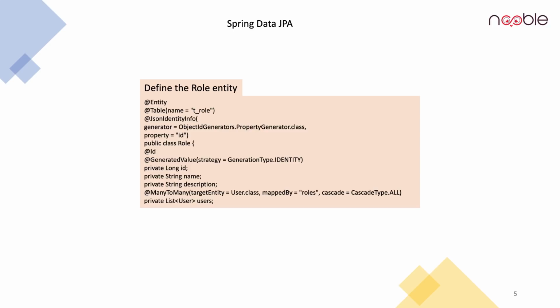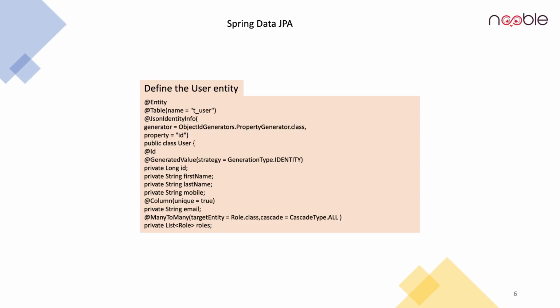Now let us see the many-to-many annotation where it is mapped by roles, stating that the role is the owner of the relation or the parent entity. Now on the user entity, we are using JsonIdentityInfo here, and in both cases, I have set the CascadeType to all. I have done this mainly to show you what happens when you delete and update. We'll reach there soon. Please tag along for some time.